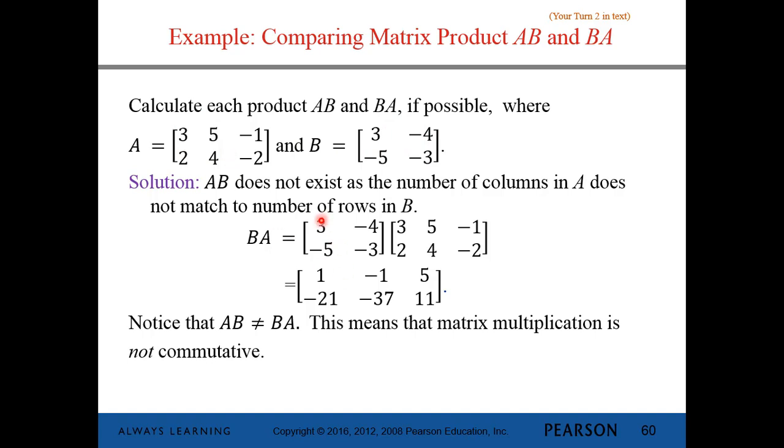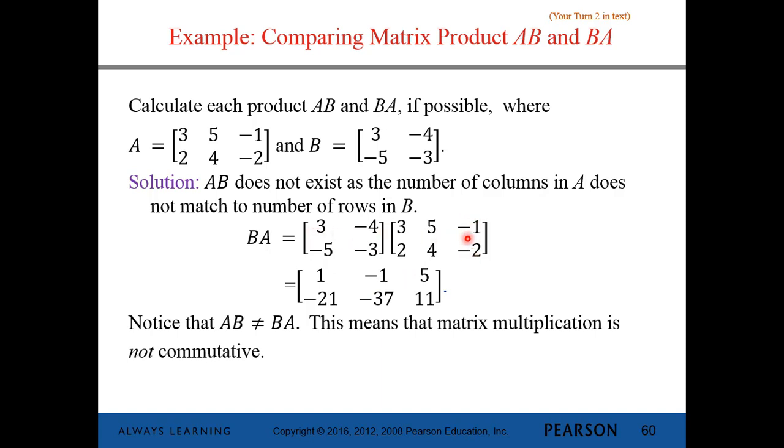So again, let's do it. We're going to do first row, first column. That's going to give us the first element. So it's going to be 3 times 3 is 9. -4 times 2 is -8. So that's going to give us a 1. And then we're going to go to the next column. So that's going to be 3 times 5 is 15. -4 times +4 is -16. So we get -1. And then we're going to go to the last column.